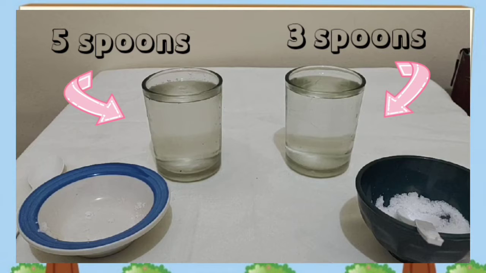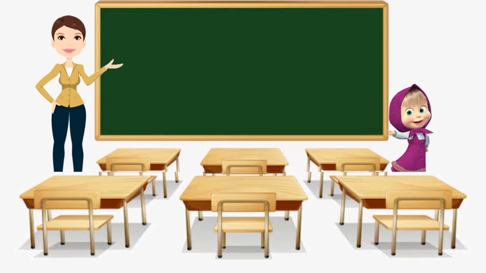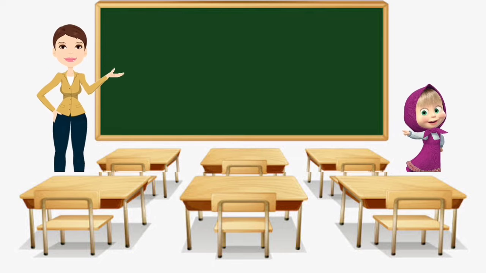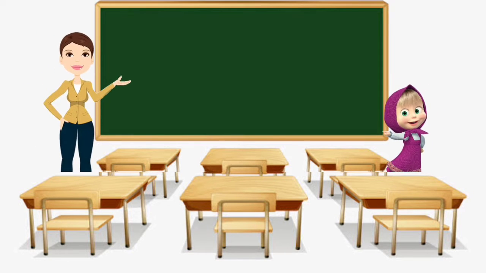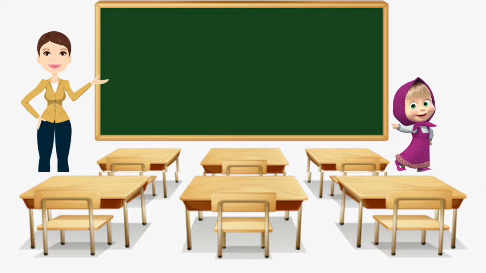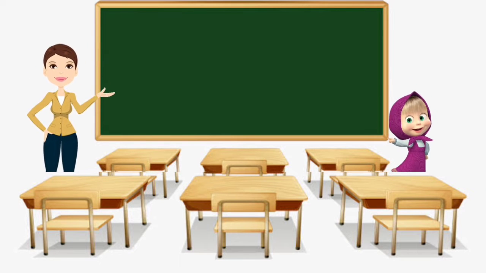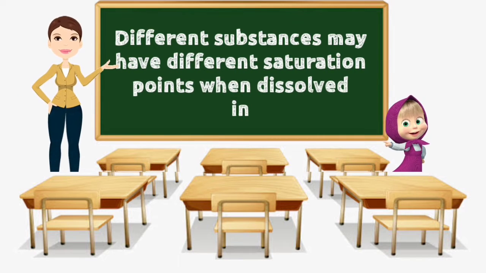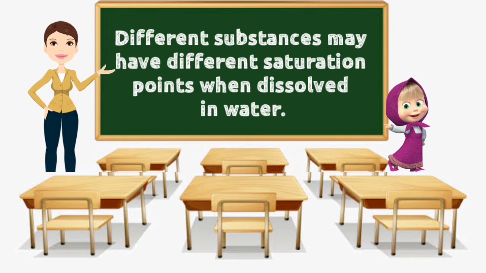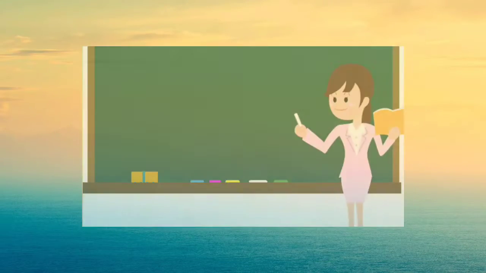This shows that salt and sugar dissolve in water to different extents and have different saturation points. So going back to the question, do all substances have the same saturation point when dissolved in water? And the answer is no. Different substances may have different saturation points when dissolved in water.